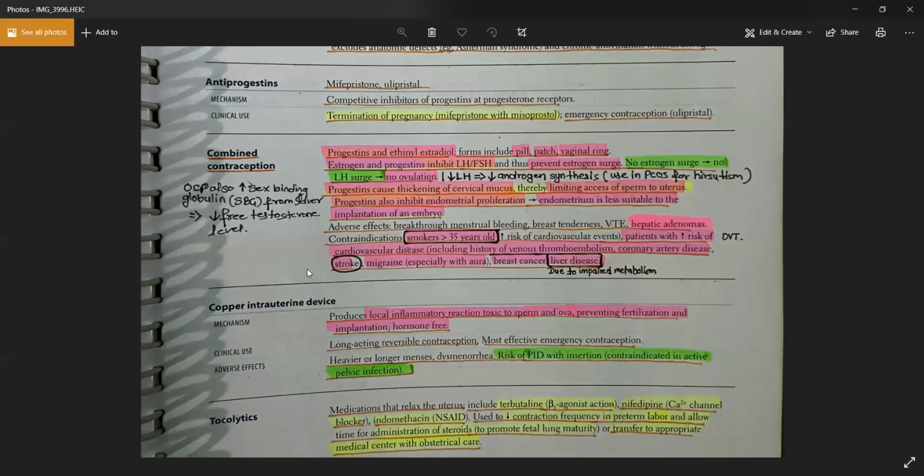Is the breakthrough menstrual bleeding a true period, or is it just spotting? At a very initial stage, you can have this breakthrough menstrual bleeding, or as soon as you stop these drugs, you can again have these breakthrough bleedings. Okay, thank you.